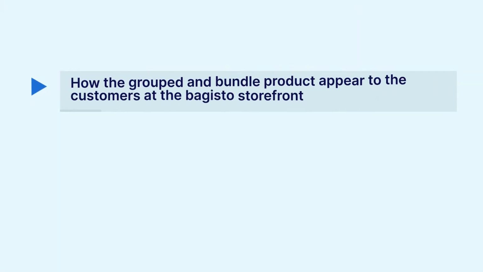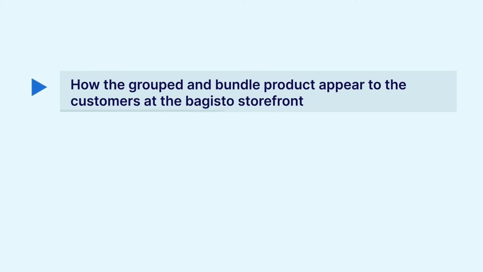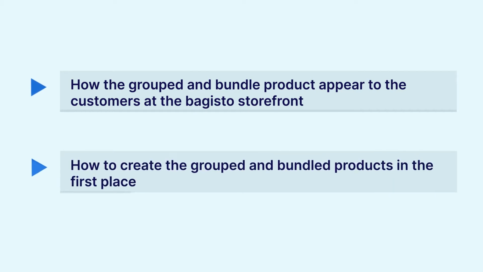So the price would be displayed as starting at the lowest price of the product within the particular group. In today's video tutorial, let's see how the group products and the bundled products appear to the customers at the Bagisto store front end, and then we'll see how we can create both of the product types in the Bagisto backend panel.